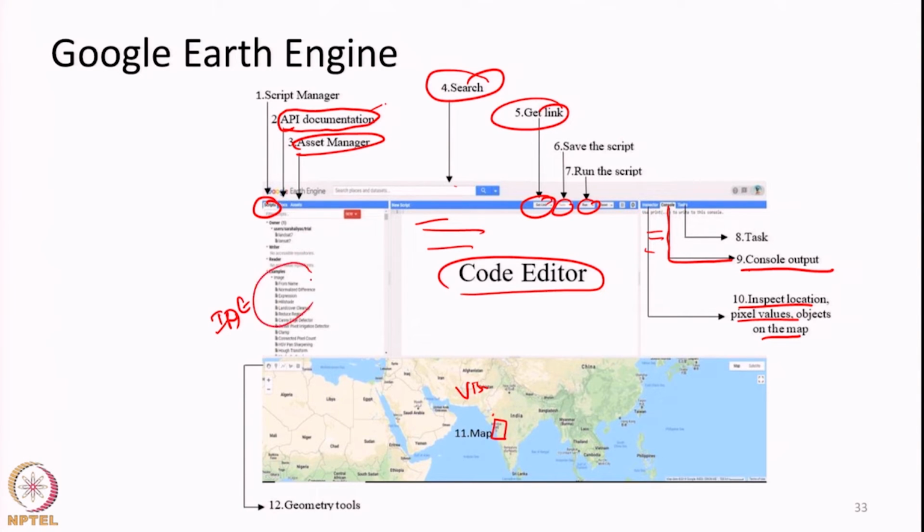So it is kind of like a huge collection of data as well as data processing tools. The map geometry tools are available, like you can pan the map, you can move, you can zoom in, you can pinpoint a location. Those things are available here, label number 12. Okay, so this is a very basic introduction to Google Earth Engine.